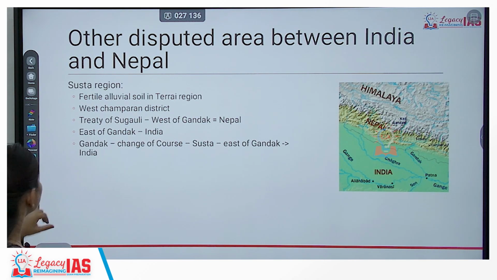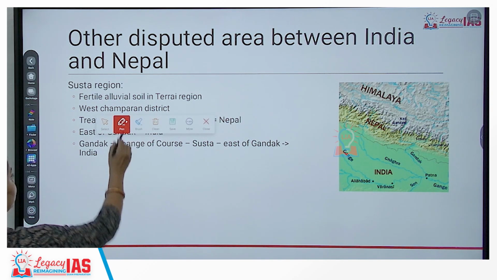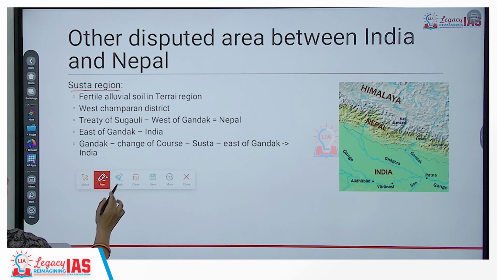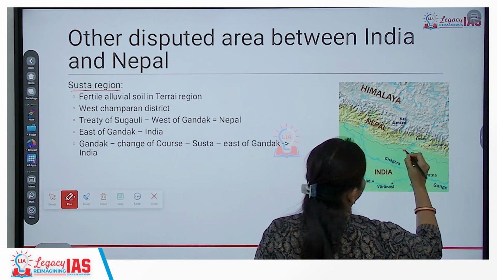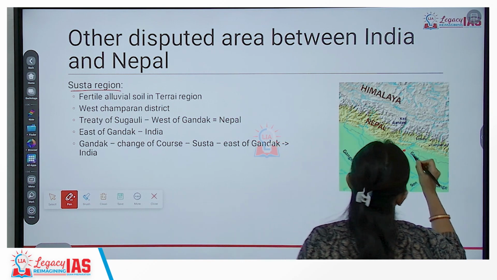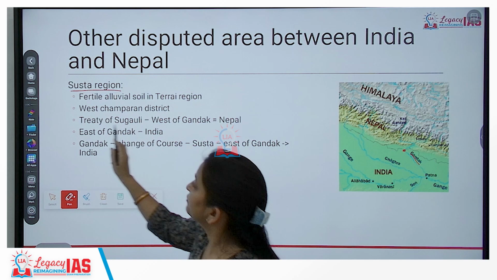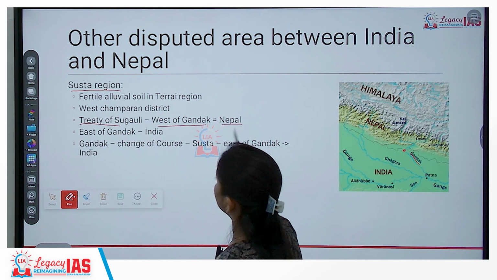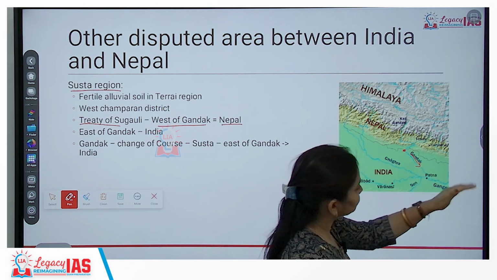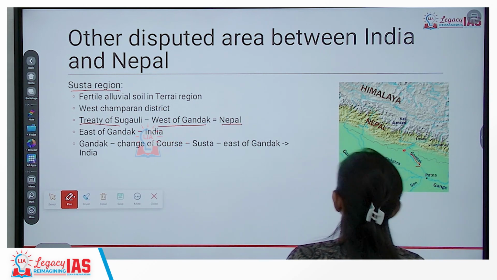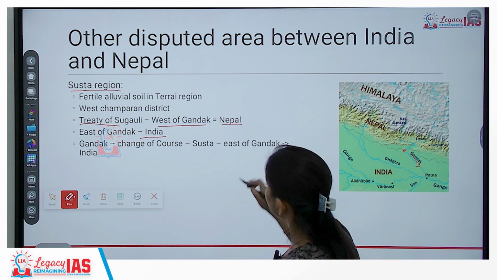Okay? What are the other disputed territories between India and Nepal? One more region is the Susta region. Okay? Susta region lies at the boundary, on the bank of the Gandak river. Now again the problem is the same here. The Treaty of Sugauli says that west of Gandak is Nepal. If the river flows like this, west of Gandak will be Nepal and east of Gandak is India. Okay? Now the river itself has changed its course.